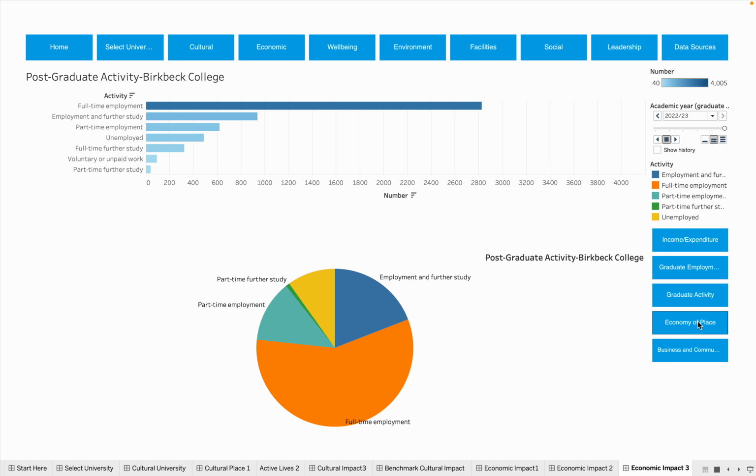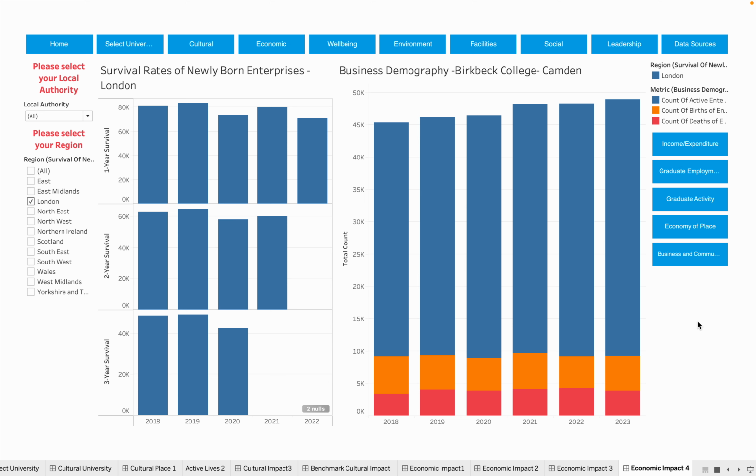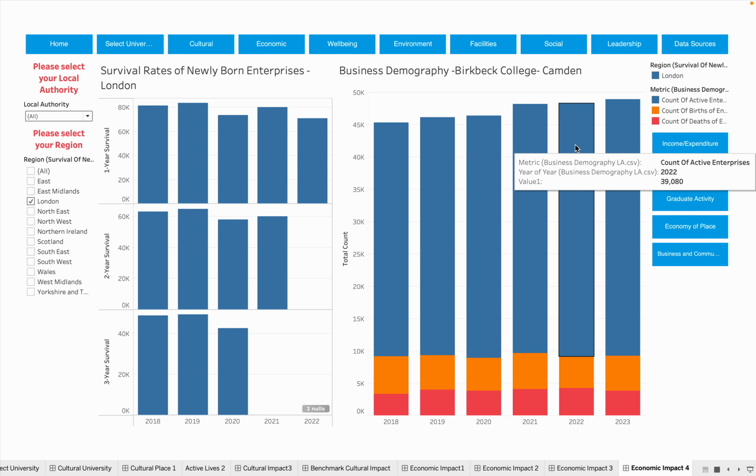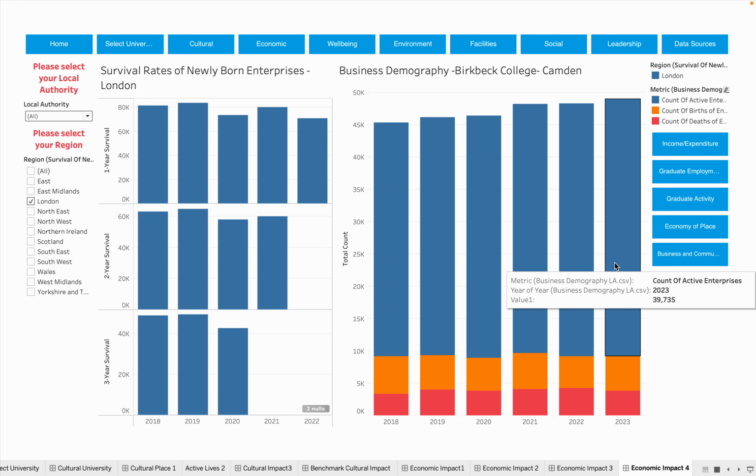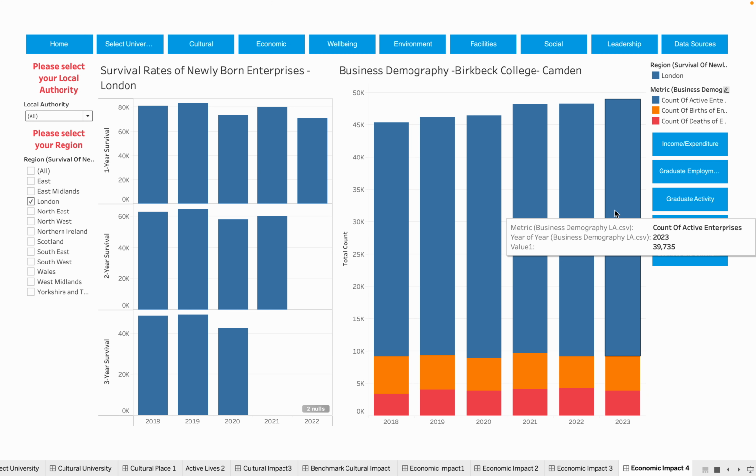And the next thing in this domain is economy of place. Here, what I'm looking at is business demography and survival rates of enterprises. So our local authority is London. And what we see here is the survival rates of businesses for 1 year survival, 2 year survival, and 3 year survival. Here there's a slight decrease in 1 year survival. And if we look at the business demography, here the metrics we're looking at are count of active enterprises, birth of enterprises, and deaths of enterprises. And between 2022 and 2023, there's a slight increase, for example.